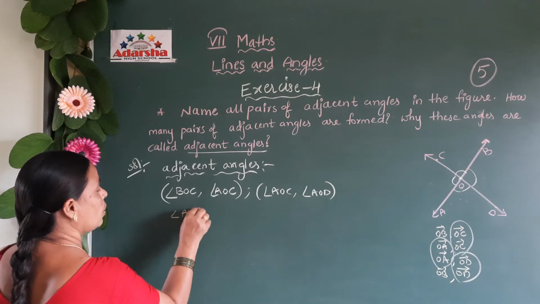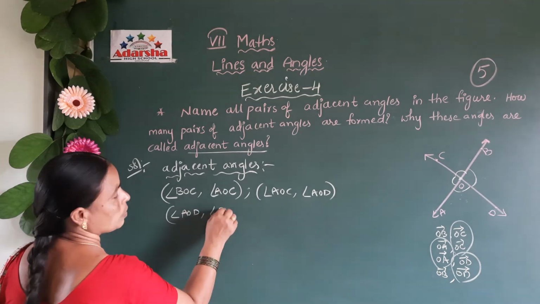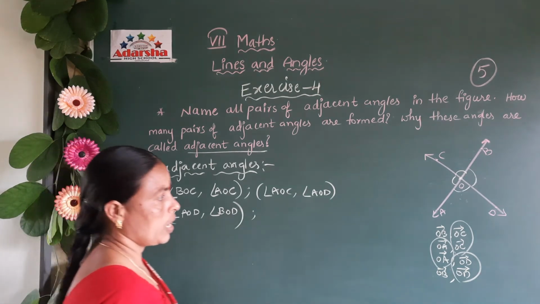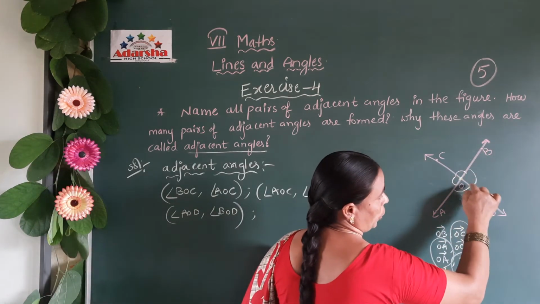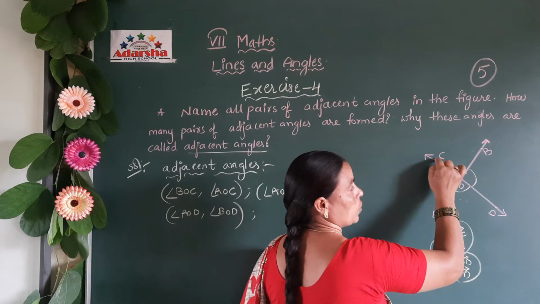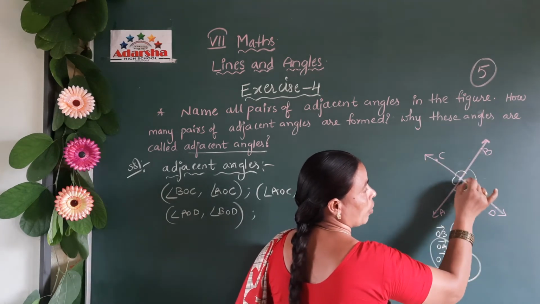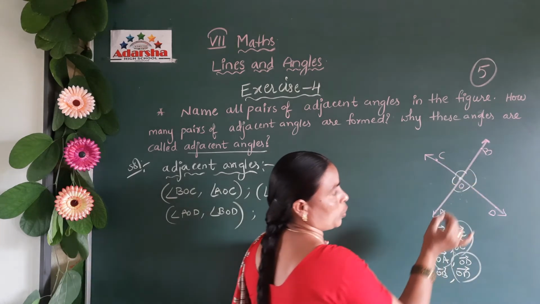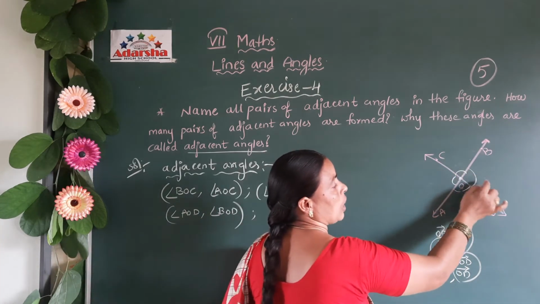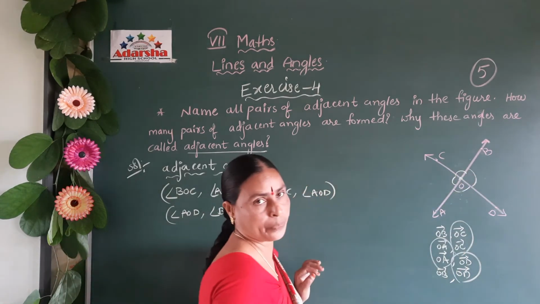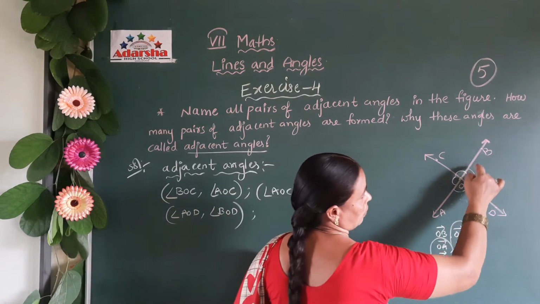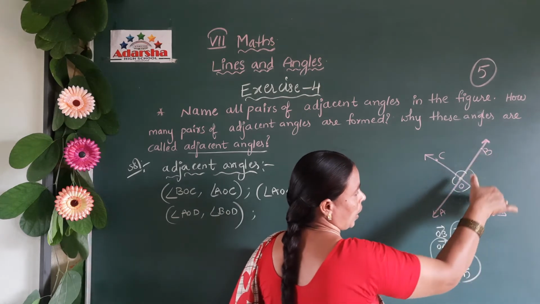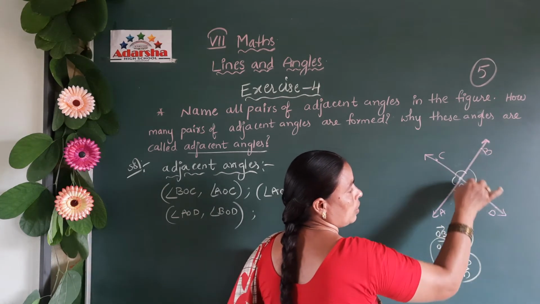Angle AOD and angle BOD are the third pair of adjacent angles. Now observe angle BOD and angle BOC. In angle BOD the vertex is O, and in angle BOC the vertex is O. That means these two angles have the common vertex O. And what are the arms of angle BOD? OB and OD are the arms of angle BOD.